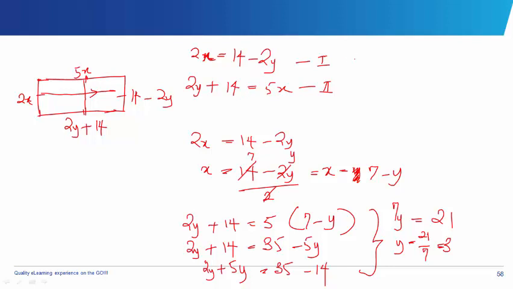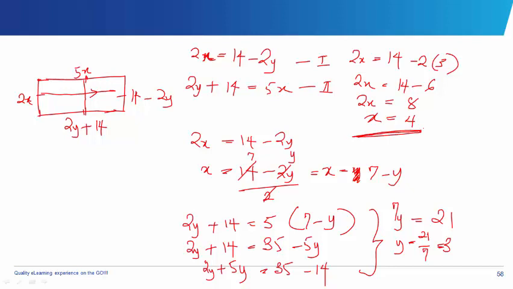If y is 3, from equation 1, we can now say that 2x equals 14 minus 2 times 3. 2x will be equal to 14 minus 6. 2x will be equal to 8. X will be equal to 4. So we'll have it that x equals 4 and y equals 3. So this is our final answer.